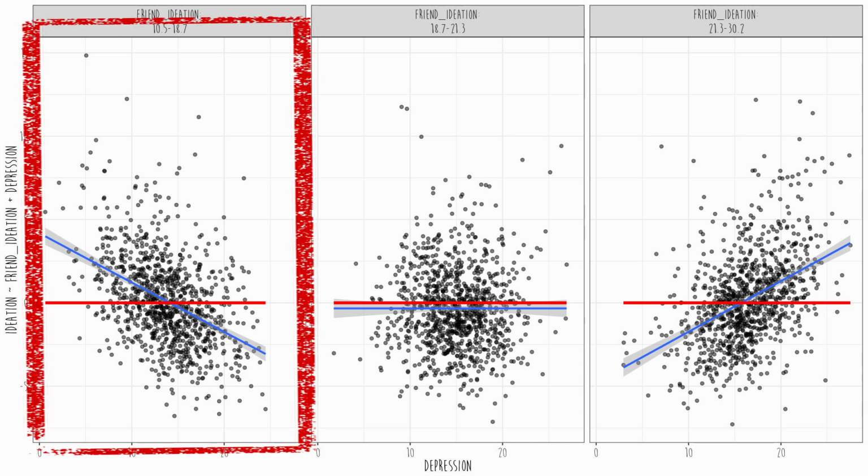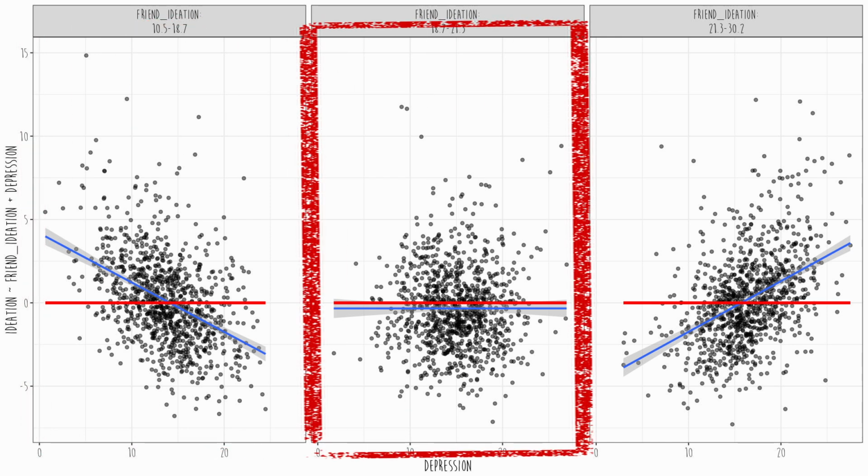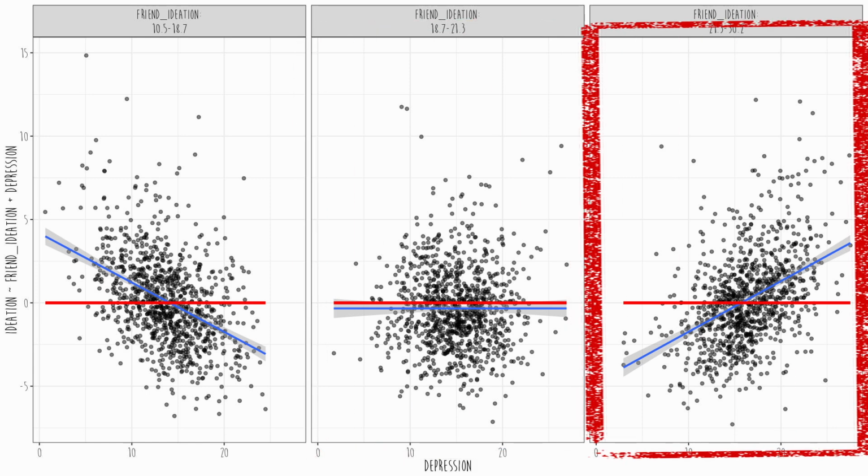This plot is telling us that the relationship between depression and ideation, if your friends have very low suicide ideation, is actually more negative than the model predicts. Whereas if your friend is of average ideation, the model does pretty well. But if your best friend is high in suicide ideation, the model, which is the red line, underpredicts the actual relationship between depression and ideation. So do you see how pretty amazing these partial residual plots are? They can tell you what you've modeled, and they can tell you what you failed to model.